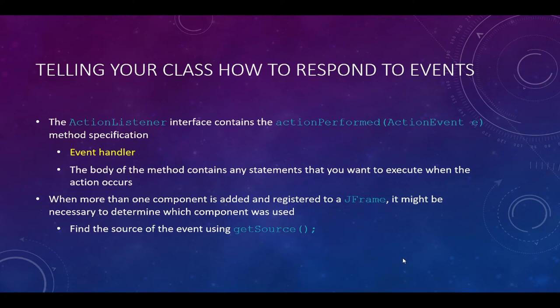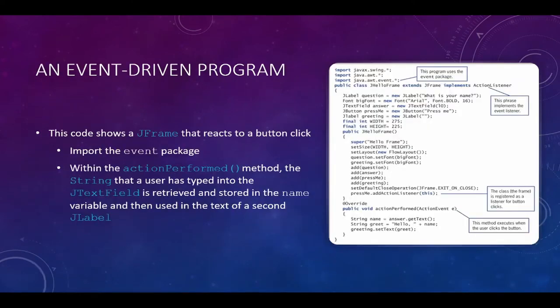The body of the method contains any statements that you want to execute when an action happens. When you've got more than one component in a JFrame, it might be necessary to determine which component did the action performed. If you need to find the source, which button created the action, you can use getSource. That's going to tell you which button did the action. Now, a lot of programmers might make each type of button a different class, and then you don't need things such as getSource. So those are nice things that you can build into your programs.